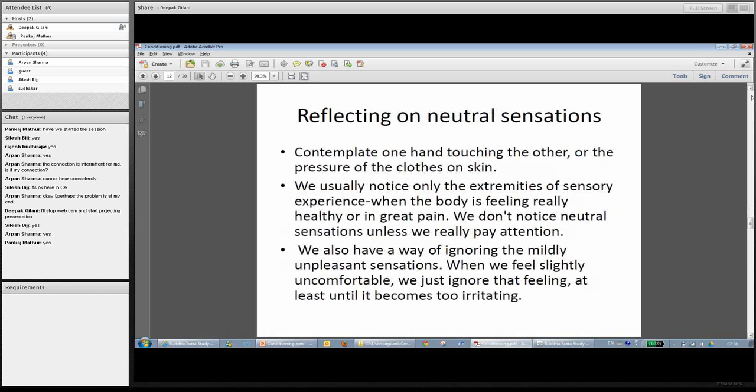And then we have neutral sensations. Most of the time we don't notice them unless those neutral sensations become very gross and manifest as something pleasant or unpleasant. Neutral sensations happen most of the time to us, whether it's one hand touching another hand, or the pressure of clothes on our skin. Most of the time these get ignored, but in our meditation, when we sit, we can try to notice these neutral sensations and just be aware of them.